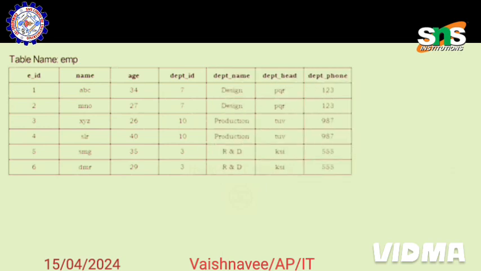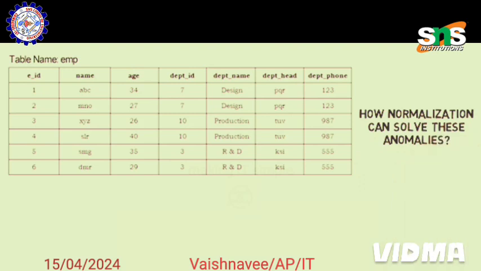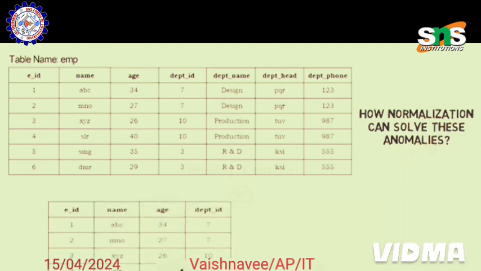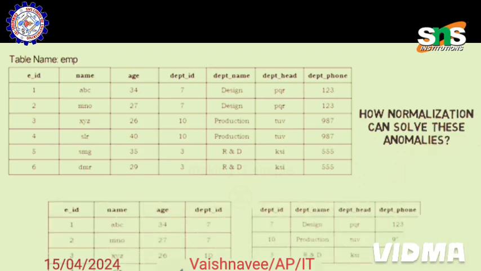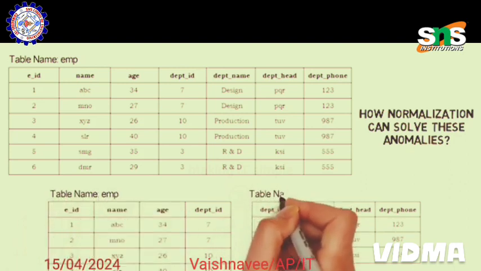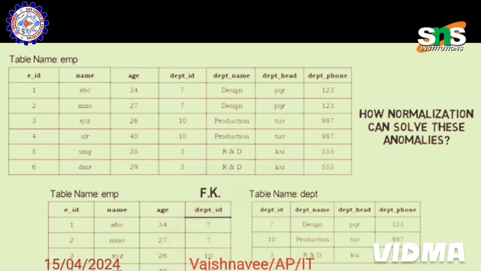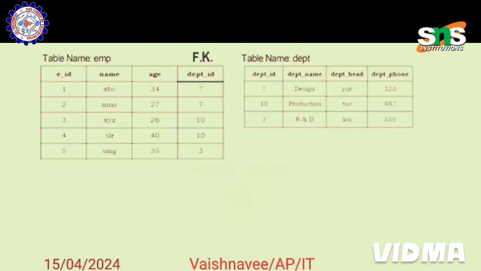Let us see how normalization can be used in this table. So the solution to this problem is that we can simply divide this one table into 2 different tables, one separate table of employee and other separate table of department. We will add department ID as a foreign key in the employee table. Now let us check if we face the anomalies. Insertion anomaly first.